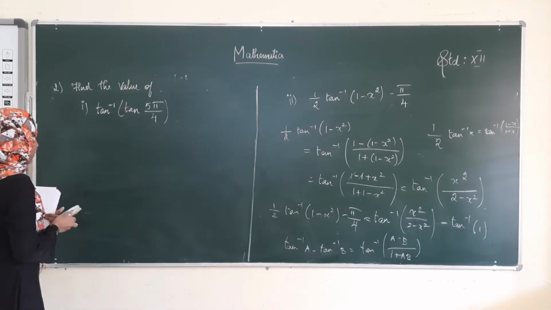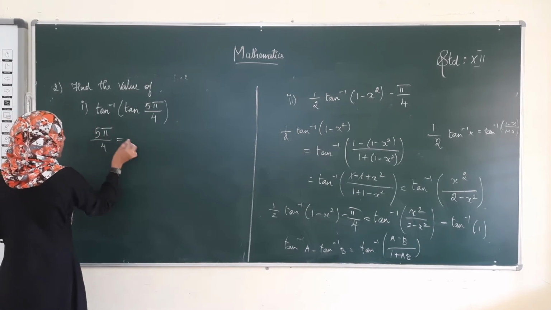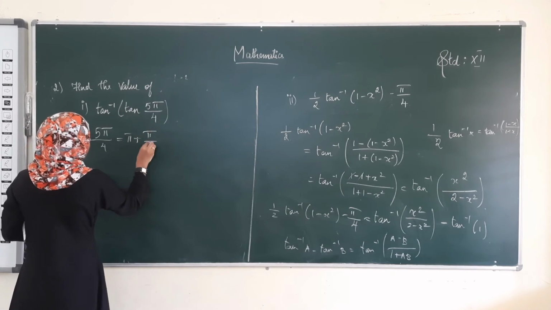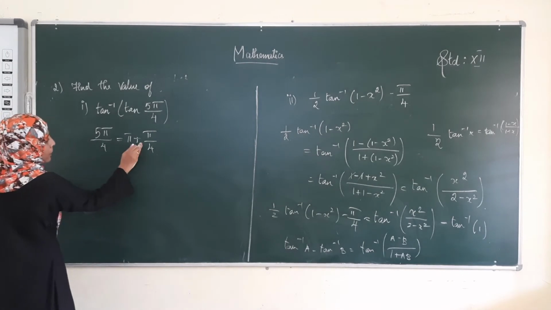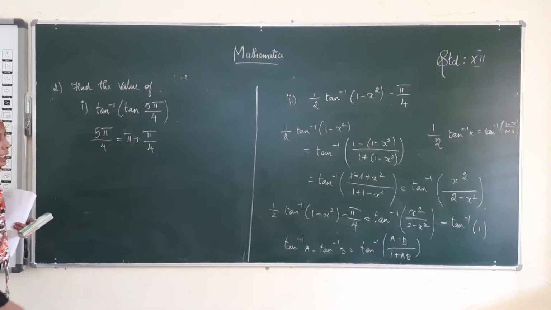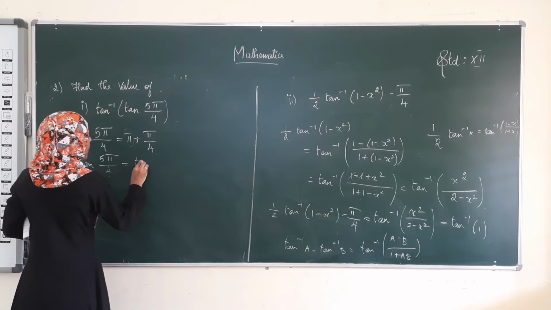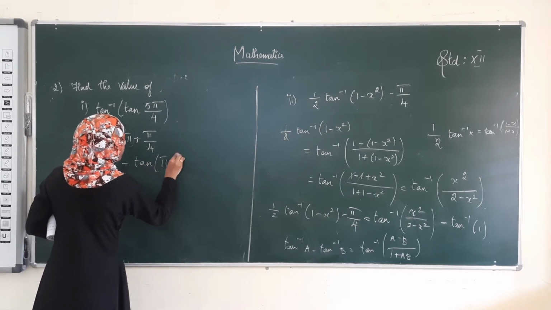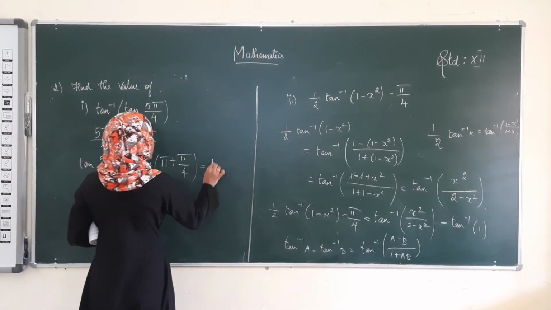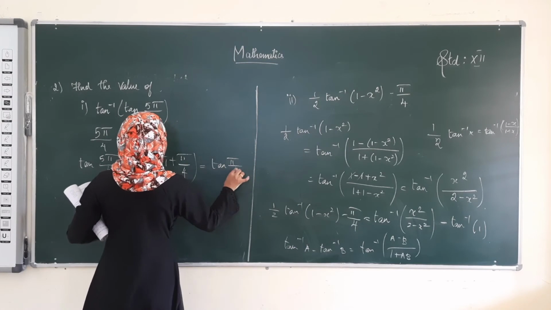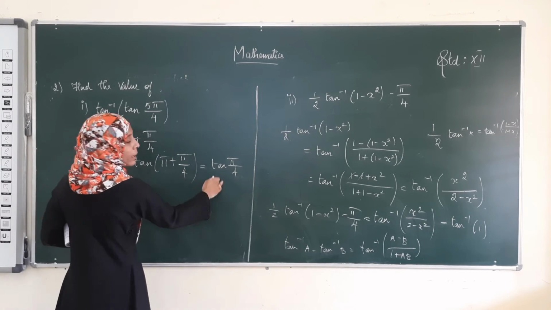See here, this 5 pi by 4 can be written as pi plus pi by 4. Am I right? This 5 pi by 4 can be written as pi plus pi by 4. Since pi is the periodicity, therefore tan of 5 pi by 4 becomes tan of pi plus pi by 4. We know pi is the period of the tangent function. Pi plus pi by 4 becomes tan of pi by 4 alone.